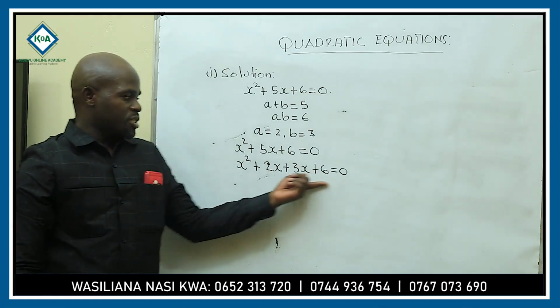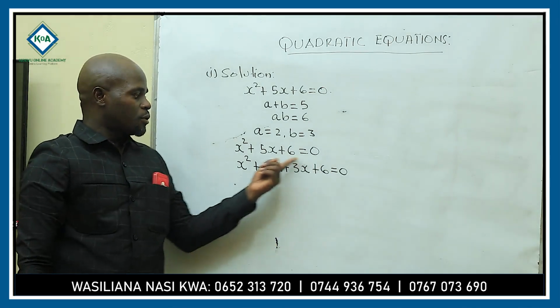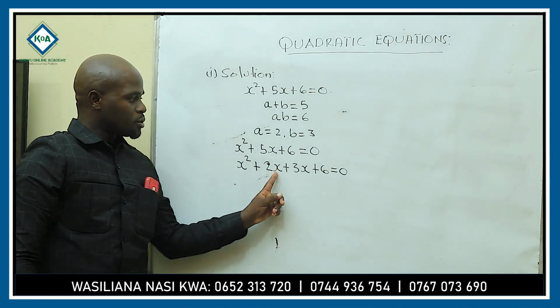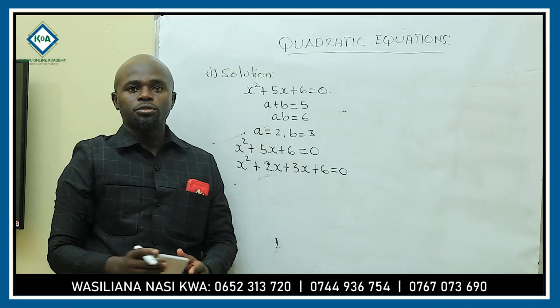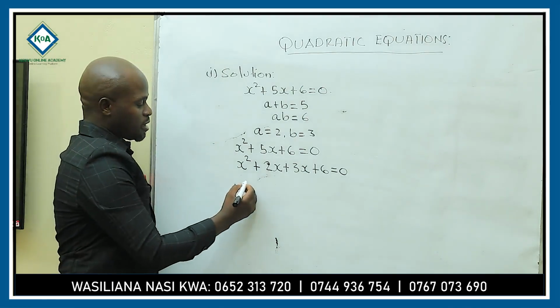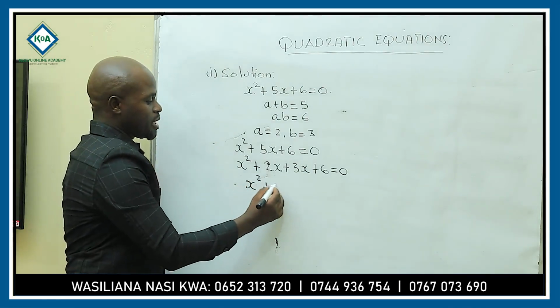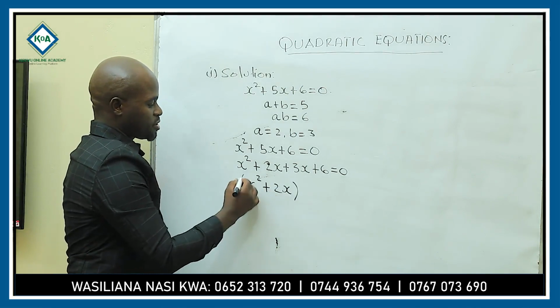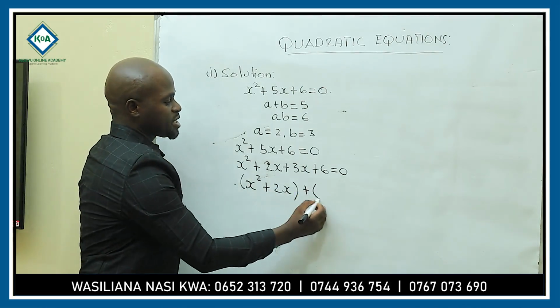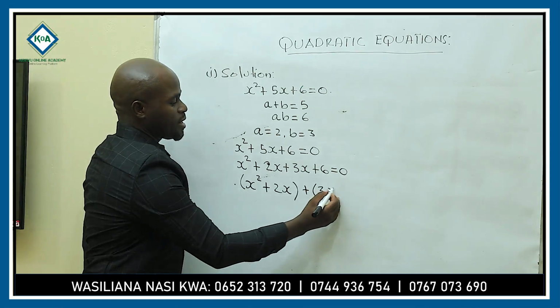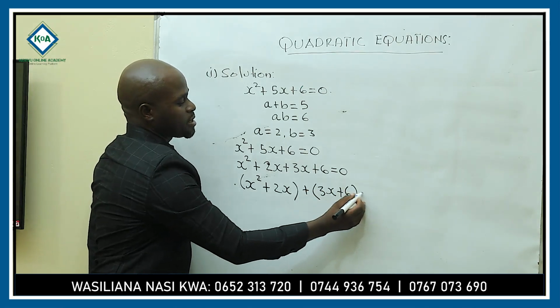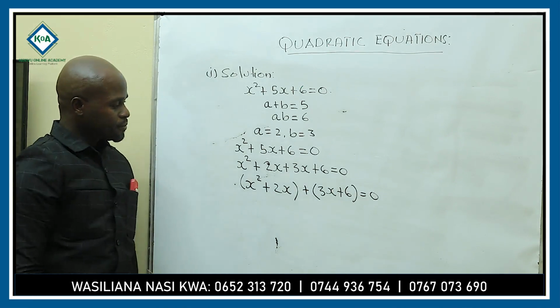After reaching this step, you'll see that you have 4 terms: 1, 2, 3, 4. Then you have to group them into 2. So the first group will have x squared plus 2x. This is the first group. Then the second group will have 3x plus 6 is equal to 0.